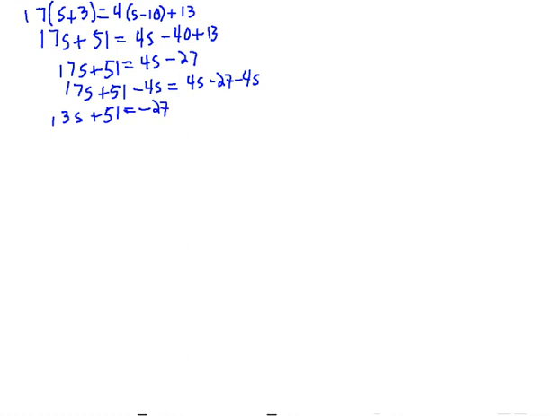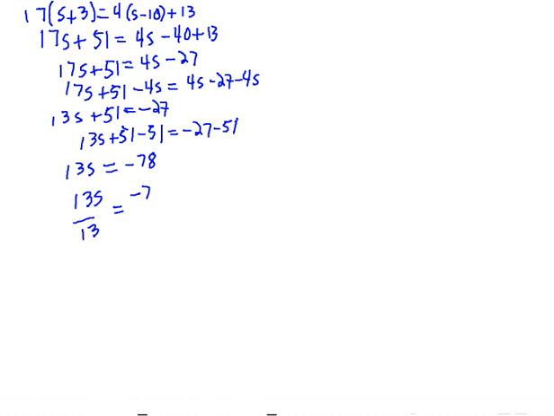Here, I would like to subtract 51 from both sides. So 13s plus 51 minus 51, since I'm trying to isolate the term with the variable in it, equals negative 27 minus 51. I'm subtracting 51 from both sides and combining like terms. That leaves just 13s on the left, which was our intermediate goal, and that equals negative 78. So what will we do next? We'll divide both sides by 13. So 13s divided by 13 is equal to negative 78 divided by 13. It turns out that goes evenly.